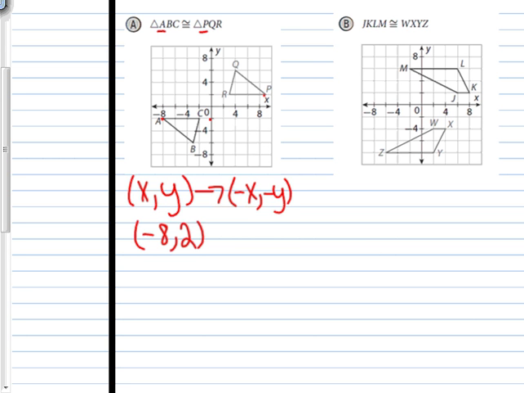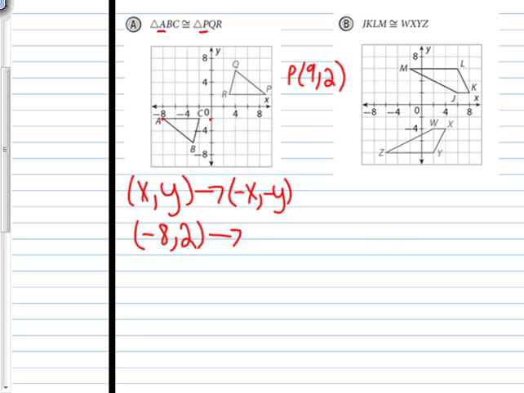And point P is halfway between 8 and 10. So obviously that would be 9. So P is at (9, 2). Okay? So P is at (9, 2). And that's what I'm trying to compare it to, is to that point.